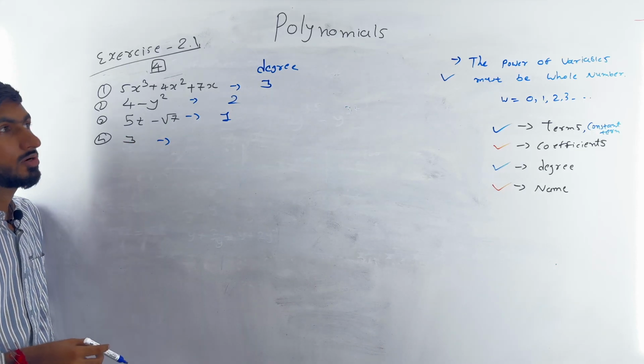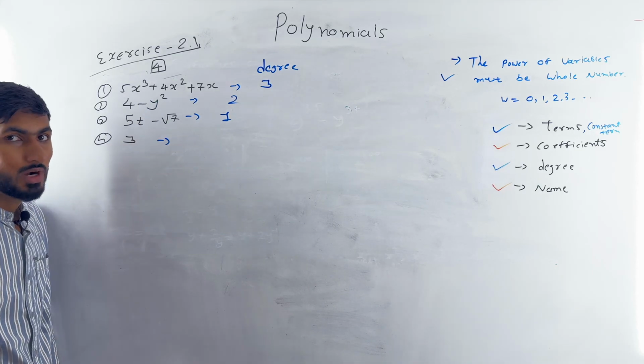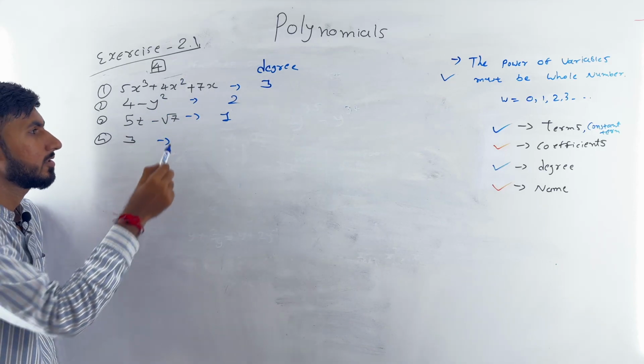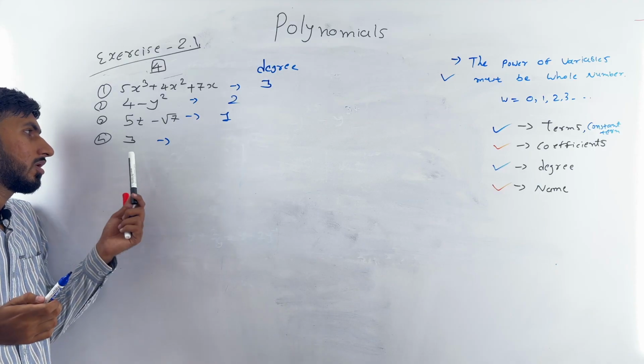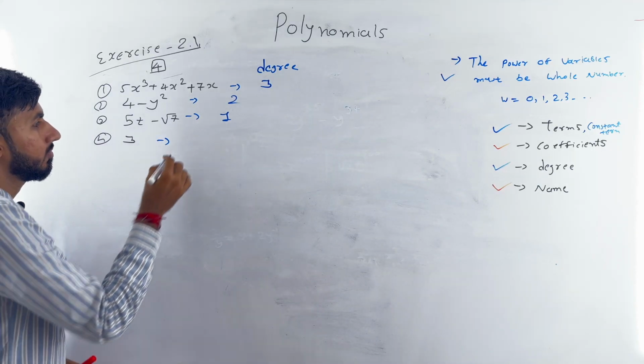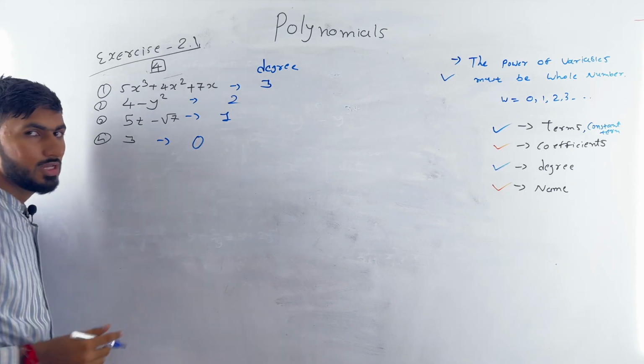I can call this a linear polynomial, this a quadratic, and this a cubic, right? For the fourth one, I don't have any variable, that means I have only a constant term. For the constant term, the power of the variable is 0, so the degree will be 0, right?